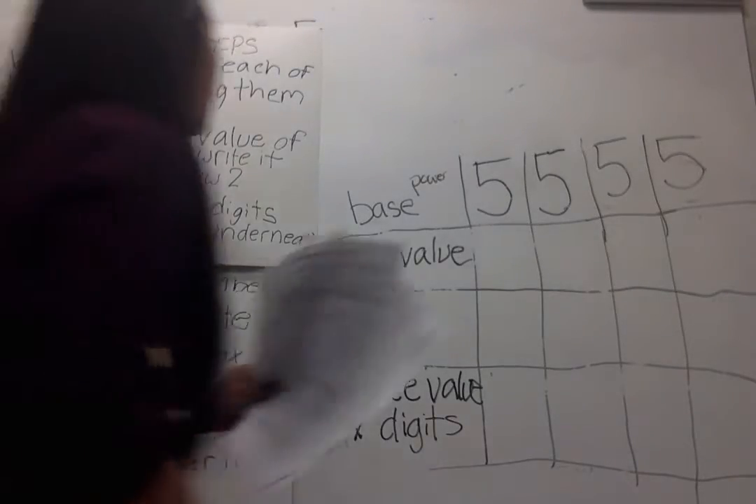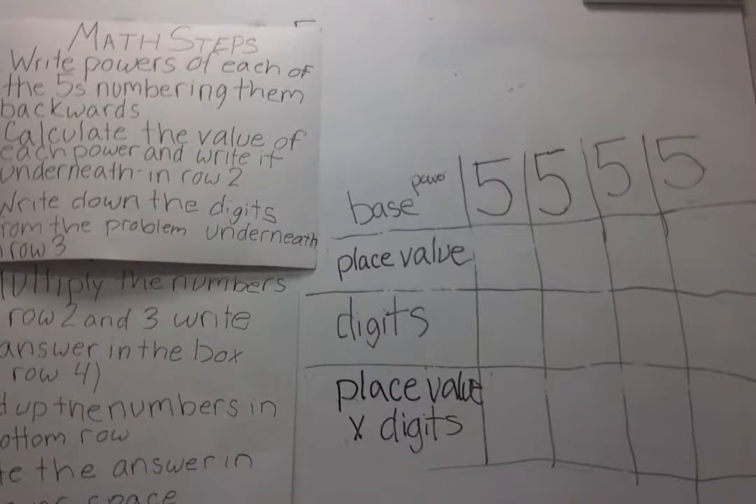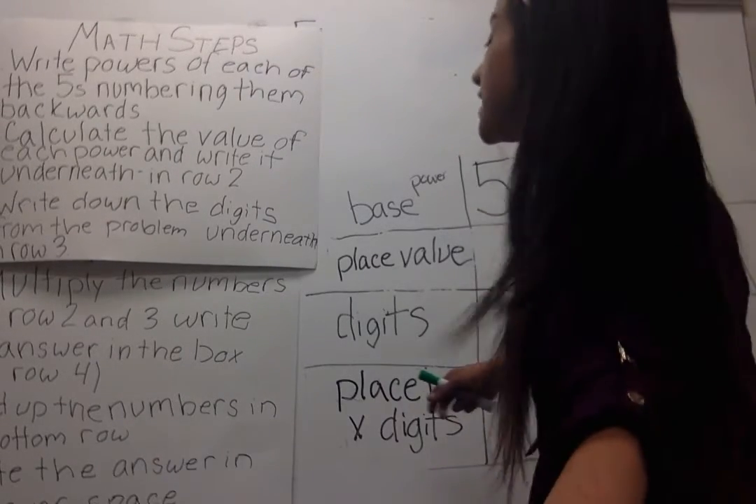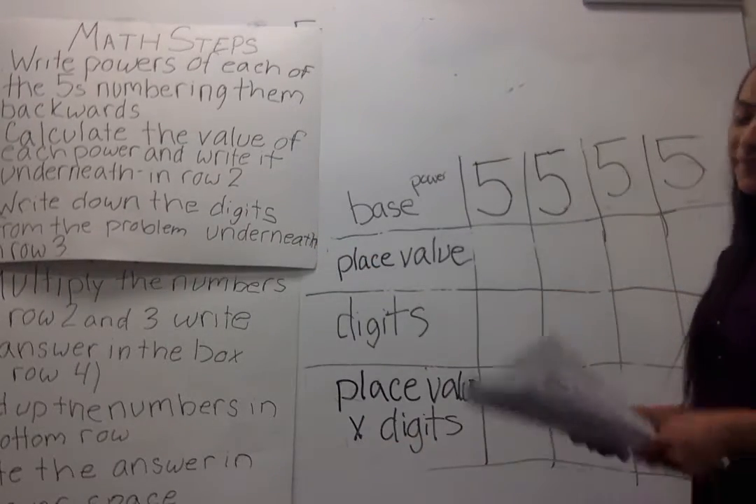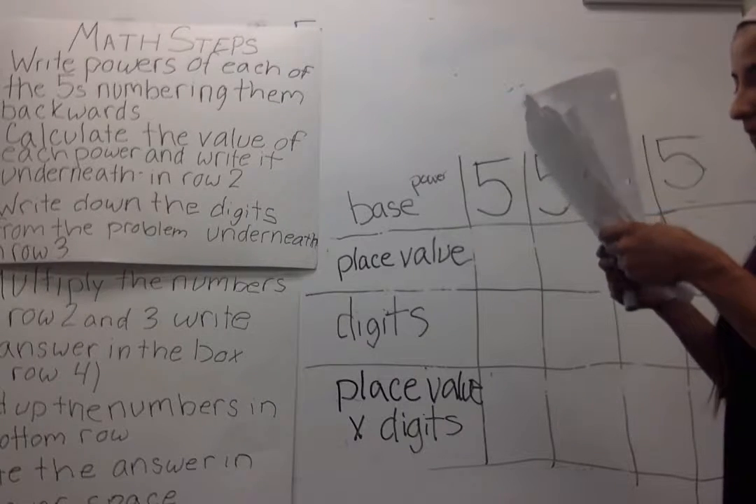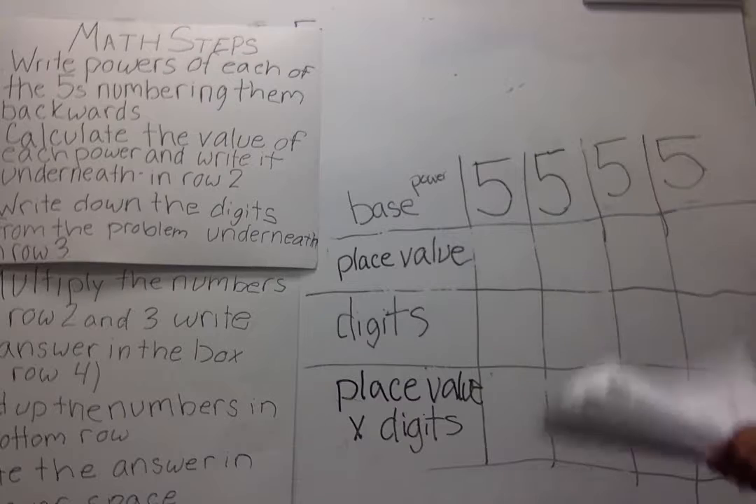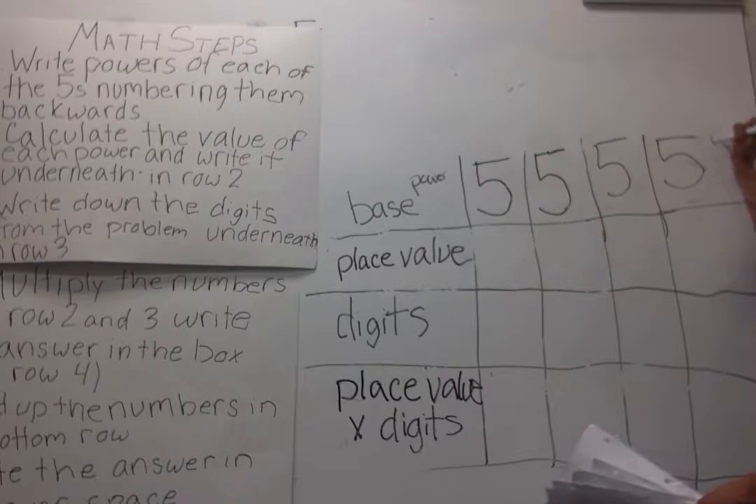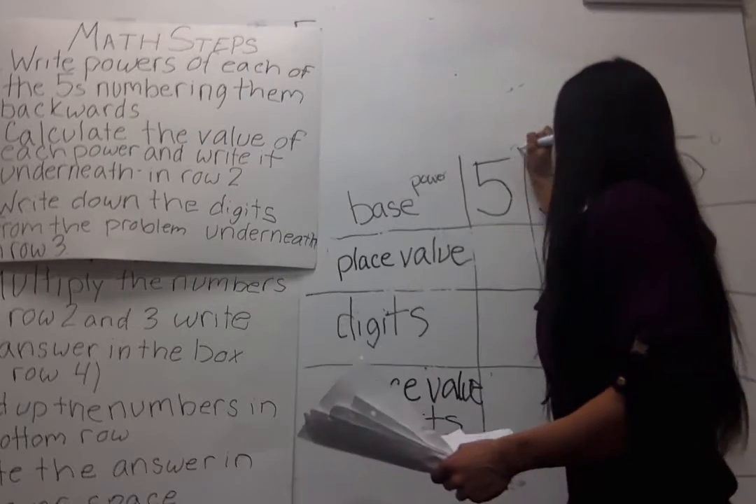So here is another example. You would do all the same things we had just done using these steps, if you forget what comes next. So let's go ahead and write down the powers starting from the right hand side. So this would be 0, 1, 2, 3.